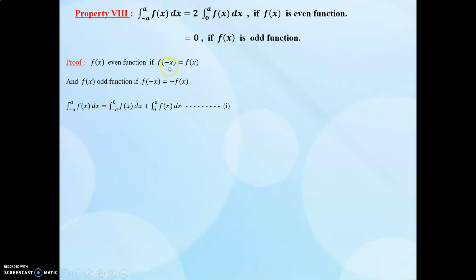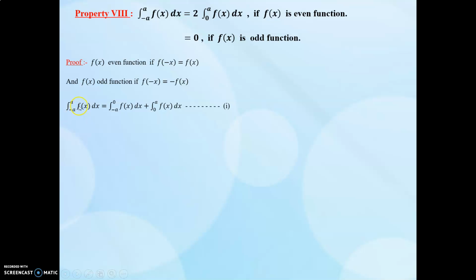So we have to substitute when we are getting a question. You have to find whether the function is even function or odd function. If it is odd function, then directly you can apply 0. If f of x is even function, then you have to apply this.